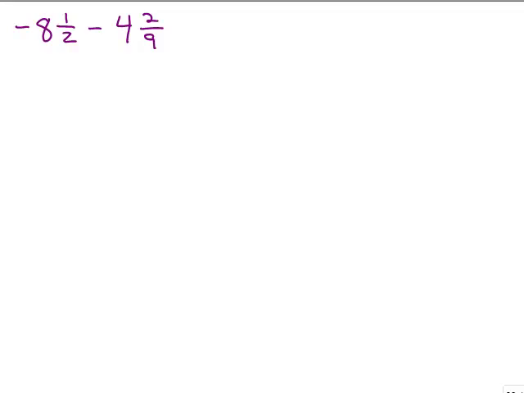All right, here's our second problem. Again, we need to get a common denominator. We might also note we're doing a subtraction here, but I have a negative number, so I could begin, if I want, by writing that as negative 8.5 plus negative 4 2/9. That's up to you.